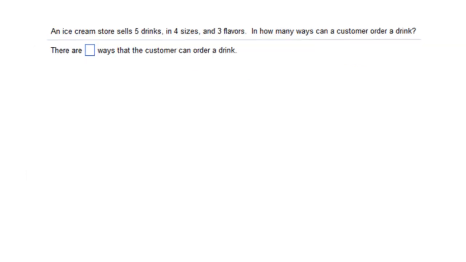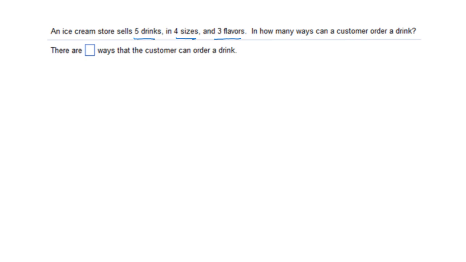For this final problem, you want to read carefully and try to remember what we've seen so far. So far, we've seen the fundamental counting principle, permutations, and now we're moving in with combinations. So let's read this carefully. An ice cream store sells 5 drinks in 4 sizes and 3 flavors. In how many ways can a customer order a drink? All right, so we have 5 drinks, 4 sizes, 3 flavors.